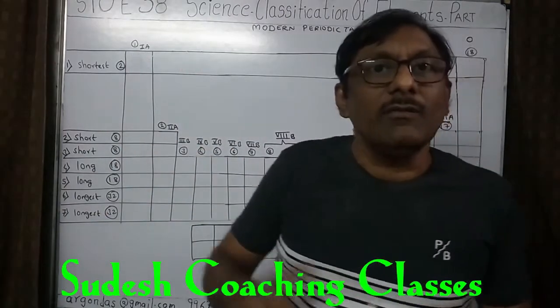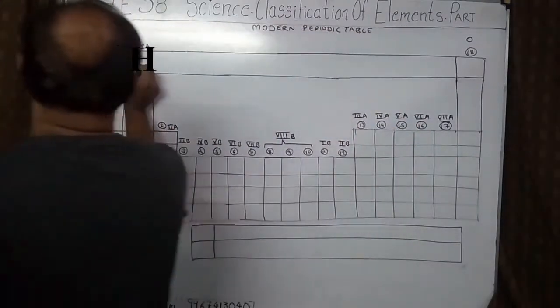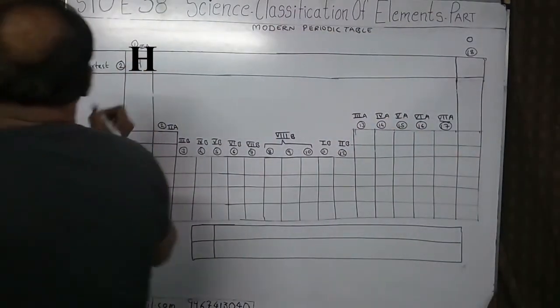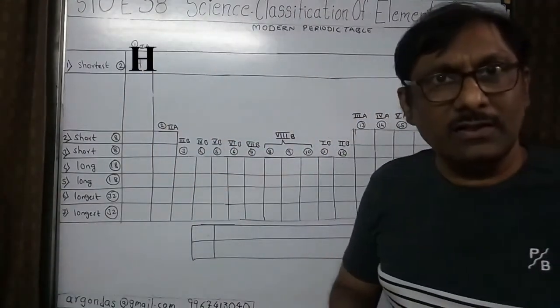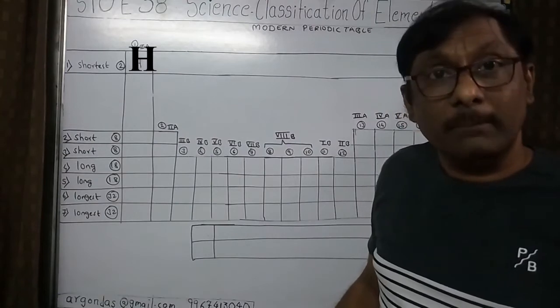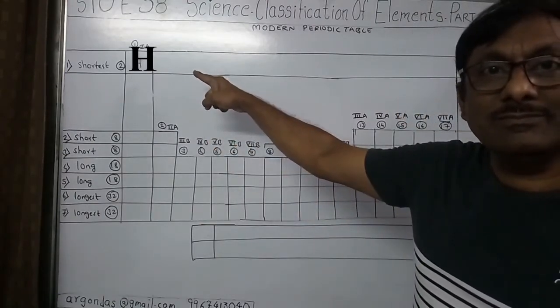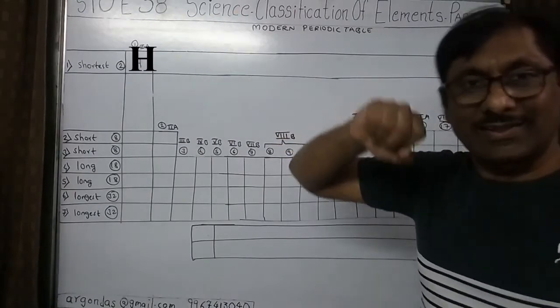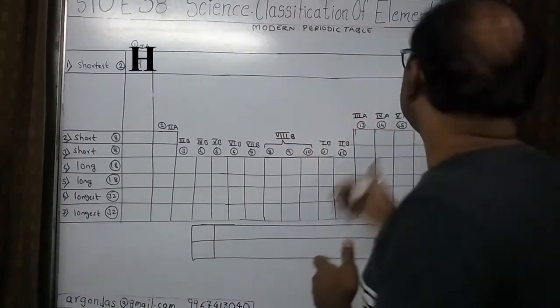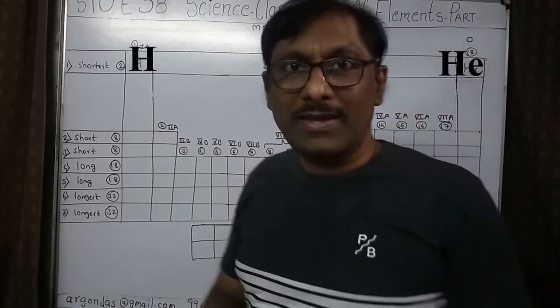Now let us start with numbering. The very first element is called hydrogen. It will be placed over here. Why a little bit above? I will tell you. And why only hydrogen? Because wherever we stand, the line starts from there. Did you understand? The second is helium.